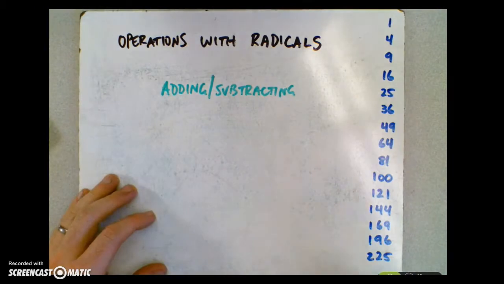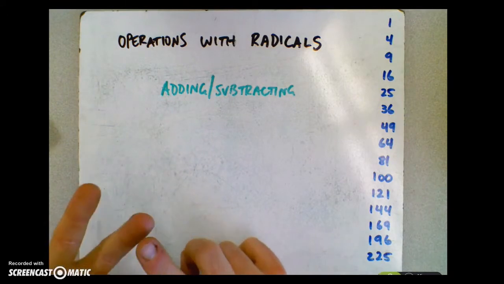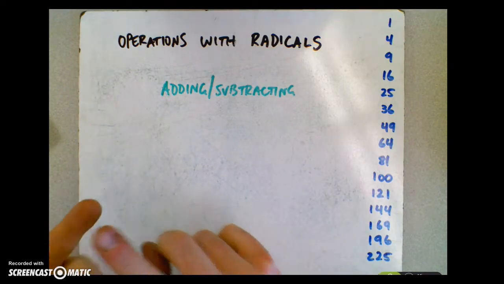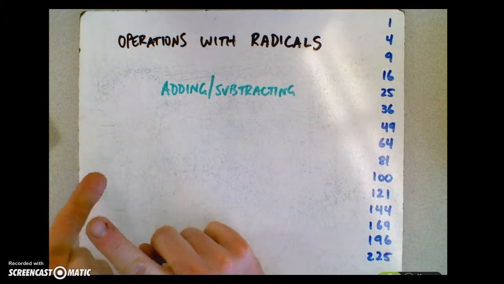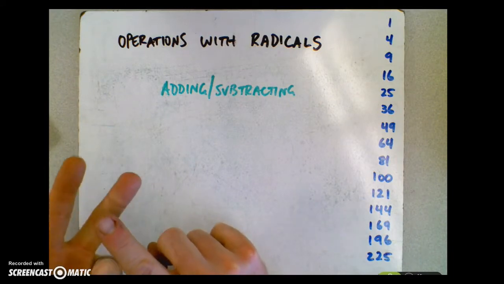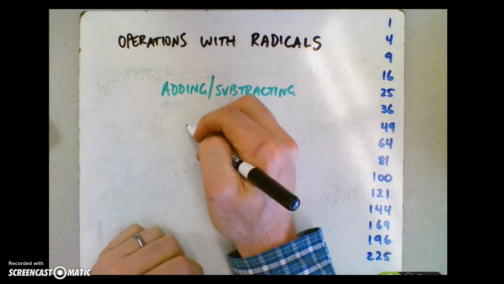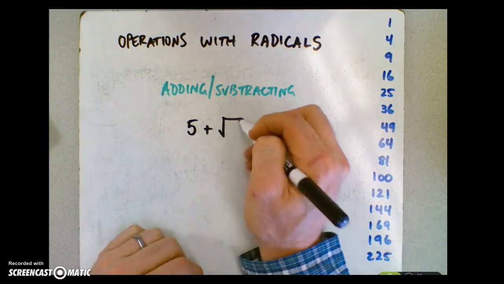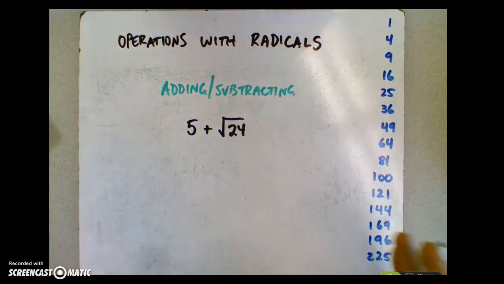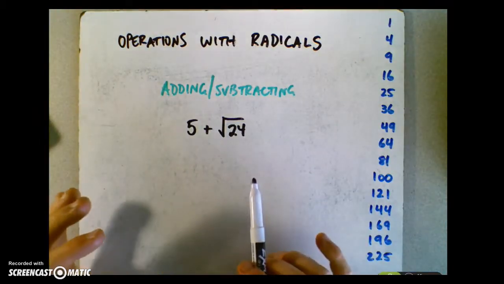So let's start with adding and subtracting. Just like with fractions and with monomials: in order to add or subtract fractions, you need to have a common denominator. In order to add or subtract monomials, you need to have like terms. Well, radicals are the same way. You can't add something that has a radical to something that doesn't have a radical. So if I were to give you something like 5 plus radical 24, you can't combine these in any way, because this doesn't have a radical, this does have a radical. Those can't be combined.